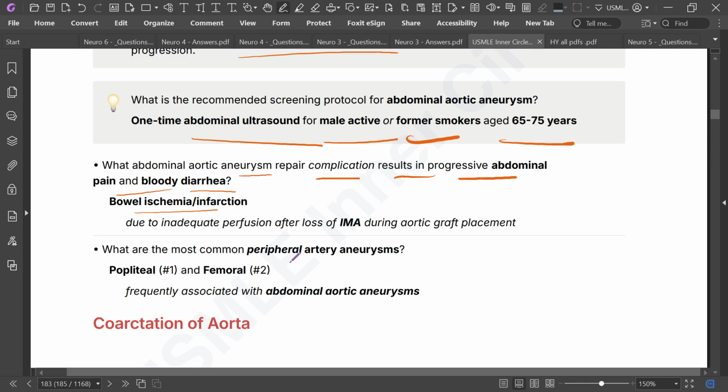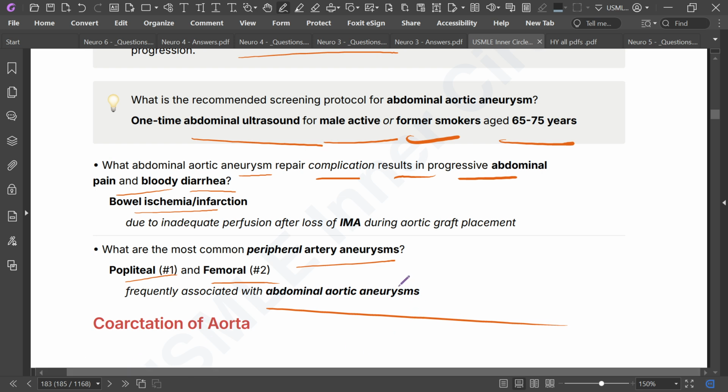What is the most common peripheral artery aneurysm? Popliteal. The second is femoral, frequently associated with abdominal aortic aneurysm, so go for ultrasonogram of the abdomen. If somebody has a popliteal aneurysm, the other leg should be evaluated for a popliteal aneurysm too, you should look at the femoral arteries, and you should do an ultrasonogram to look for abdominal aortic aneurysm.